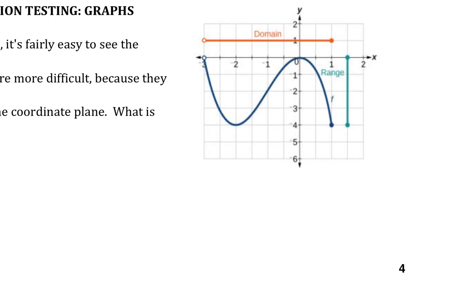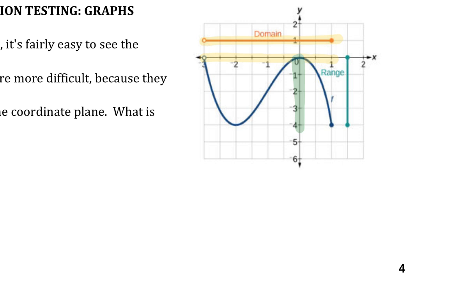So if we look at this blue graph here, the domain is going to be all the x values along the x-axis. If we highlight the x-axis, this is the part of the x-axis where that graph exists. And then the range is the y values where the graph exists. So it's going to be all of these values. Okay, so how do we go about writing that?